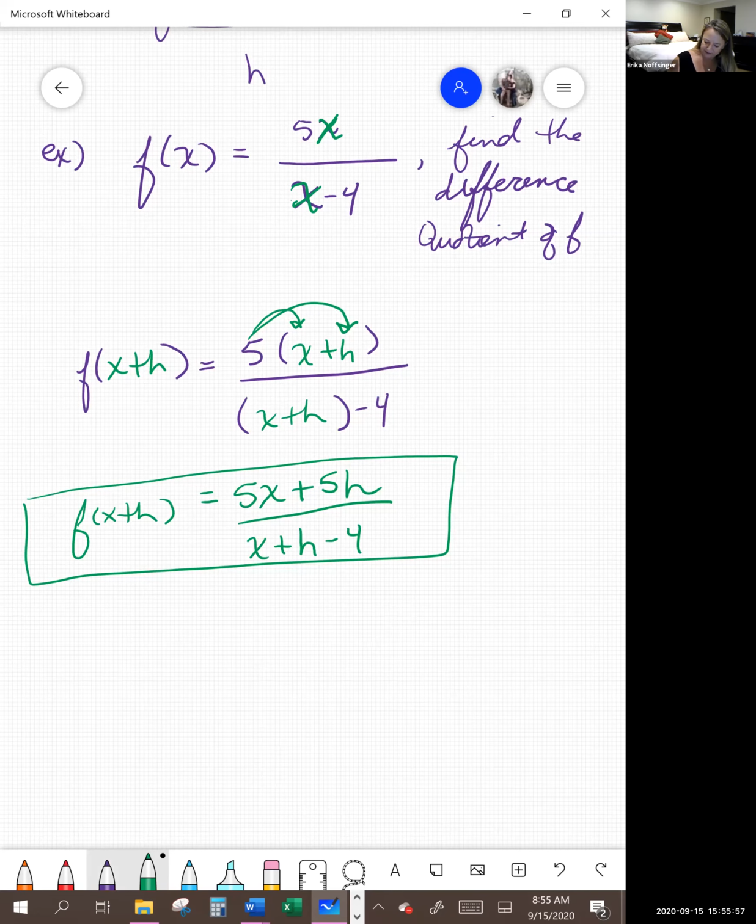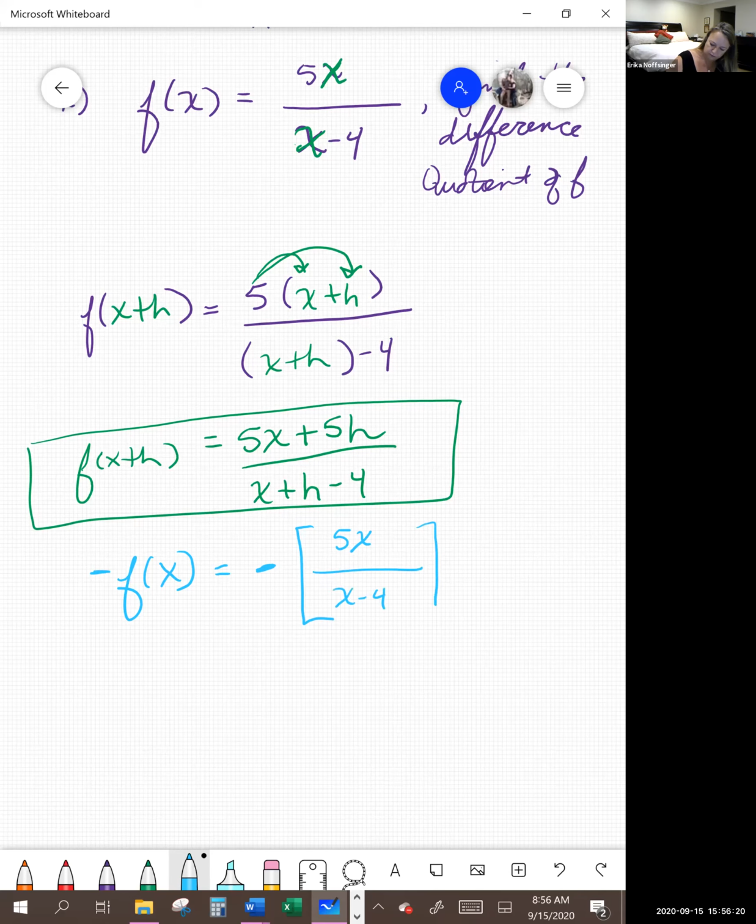We need to figure out what minus f of x is, just putting a negative out front. So this is times negative times quantity 5x all over x minus 4. So putting it all together, we have the f of x plus h, which we just found was 5x plus 5h all over x plus h minus 4, minus 5x all over x minus 4.